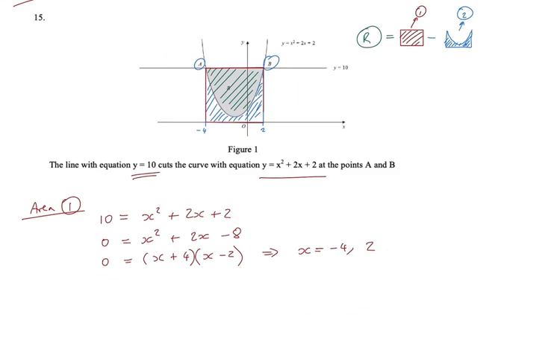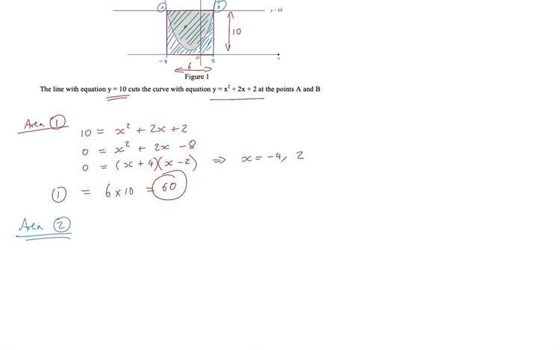So what is the area of this big rectangle? Well, I know that this width is 6, and I know all along that this height is 10 because it's the line of y equals 10. So area 1 equals, well, it's going to be just 6 times 10, which is 60. Okay, so I found area 1.